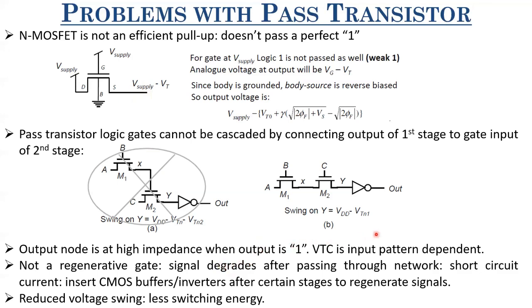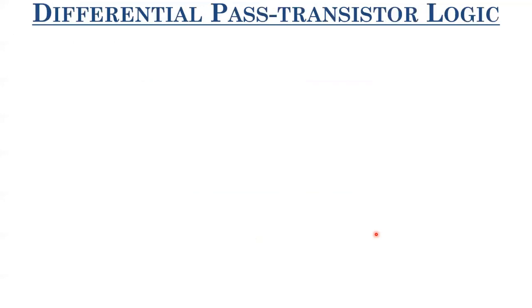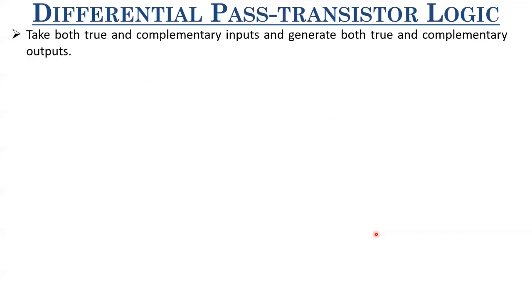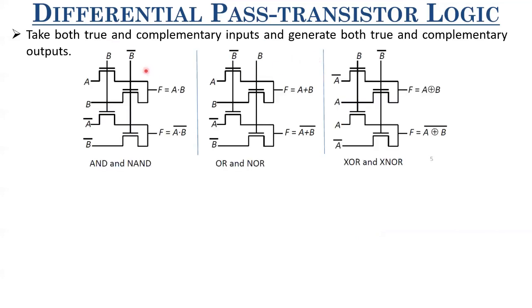There's another class of pass transistor logic which is used frequently, and it is inspired from the differential DCVSL logic. That is called differential pass transistor logic. Here, similar to DCVSL, we take both true and complementary inputs and generate both true and complementary outputs. Some of the examples are shown here. We can realize AND and NAND together, OR and NOR together, and also XOR and XNOR together.